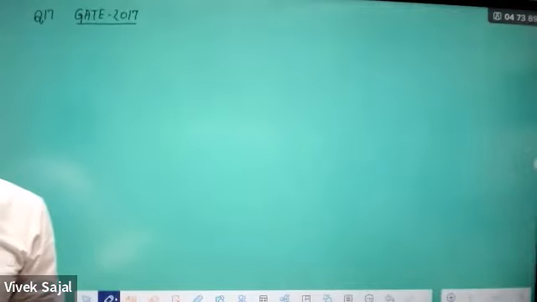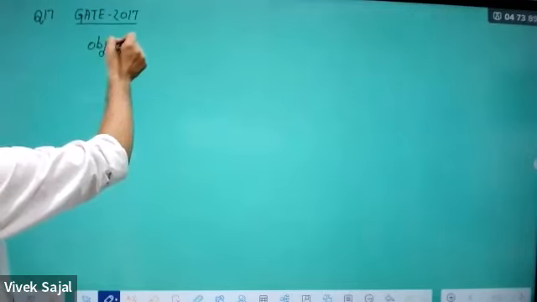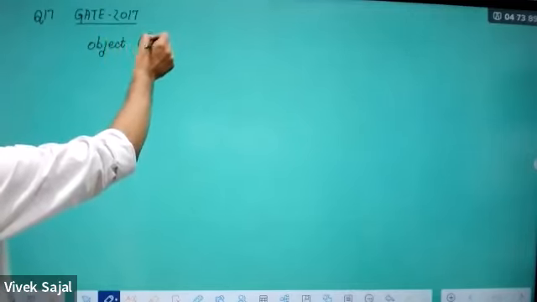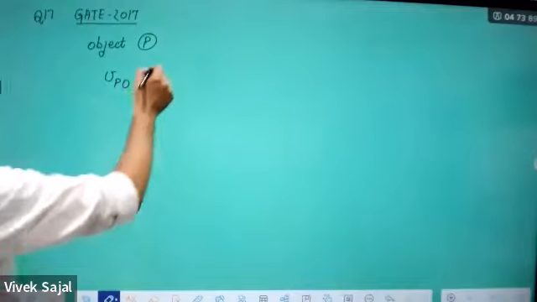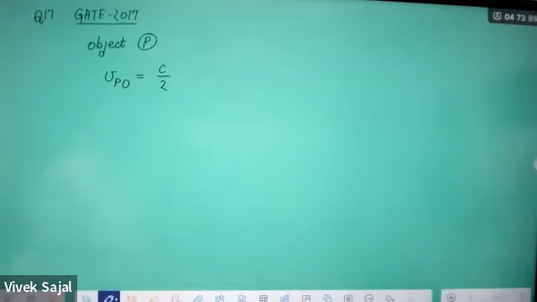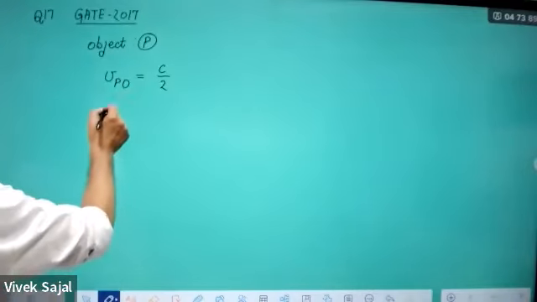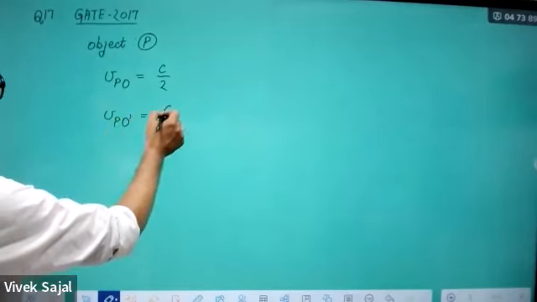Solve this. I'm saying the object is P. Velocity of P in the frame of O is c/2. In frame O, the velocity of the observer is c/2. An observer in a frame O prime sees the same object traveling with c/4. So the velocity of the object in the O prime frame is c/4.